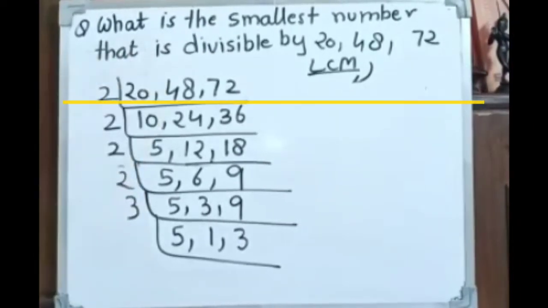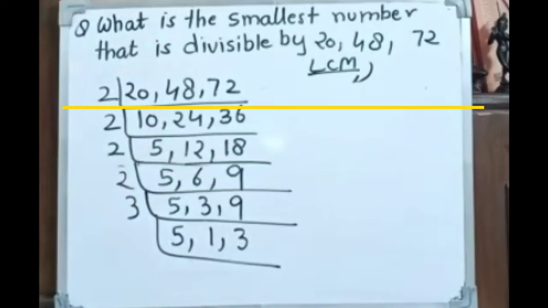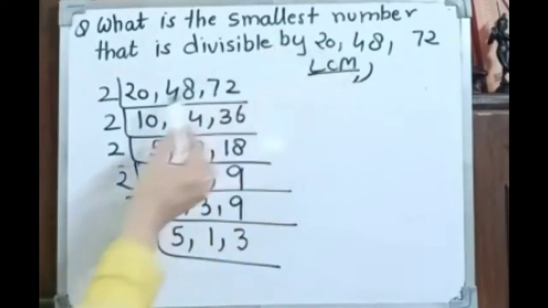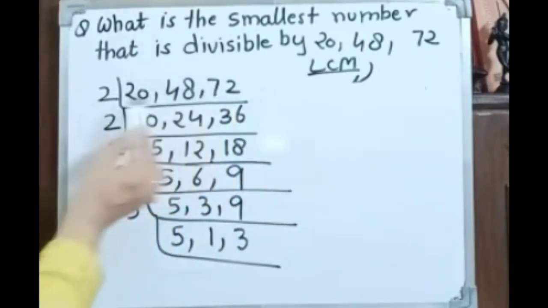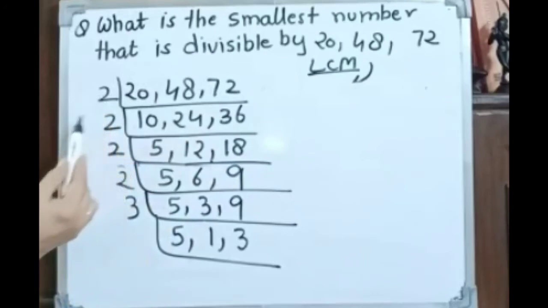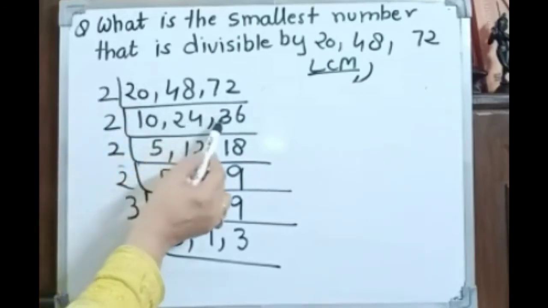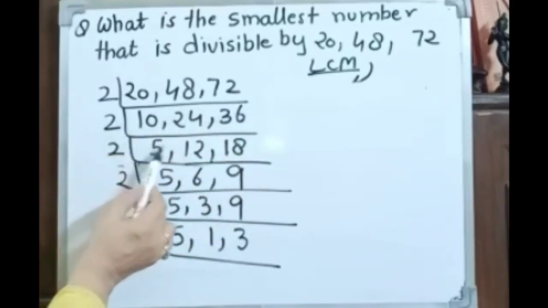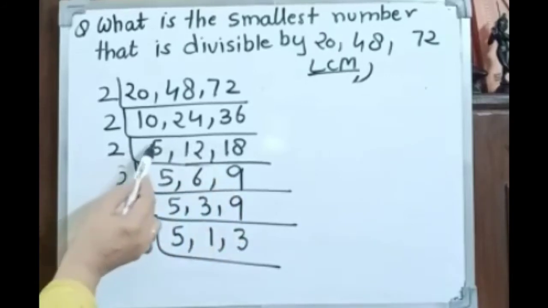Here we have: what is the smallest number that is divisible by 20, 48, 72? Smallest number means LCM, lowest common multiple. For that, you take all the numbers together and use the division method. First we take the smallest prime number, that is 2. 2 tens are 20, 24, 36. Again all are even numbers, so again you take 2: 5, 12, 18. Now 12 and 18 are even numbers, so again you take 2 and carry 5 as it is.